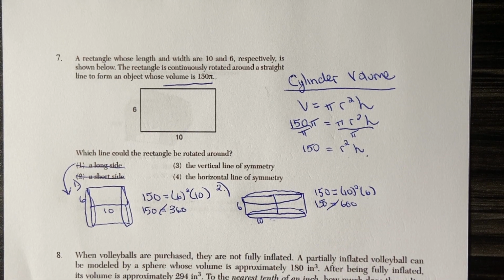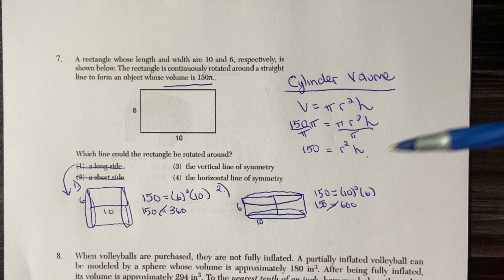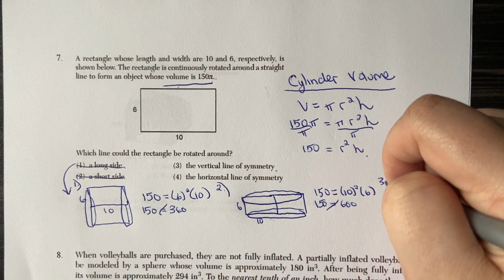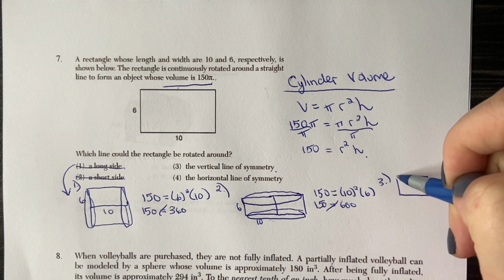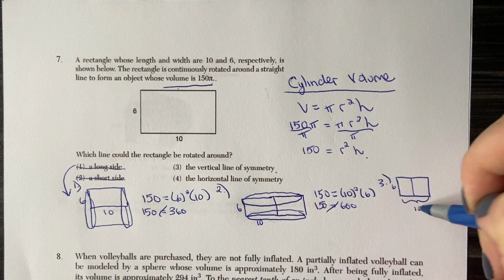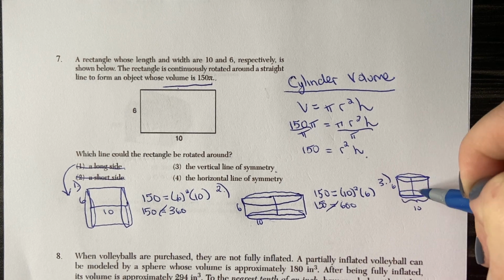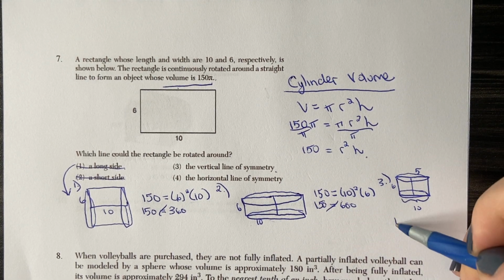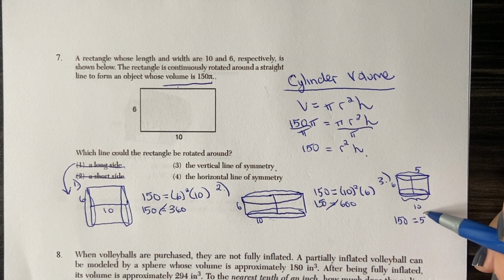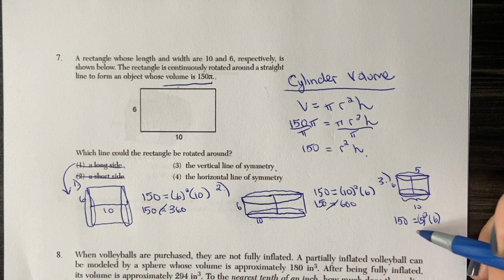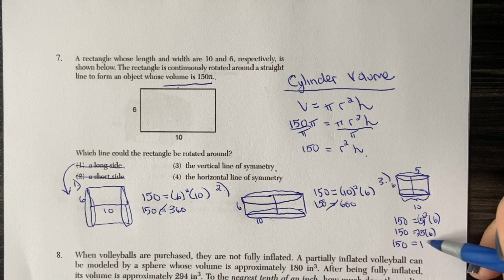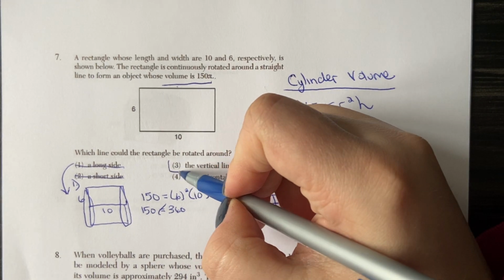Okay, so then it says for step 3, kind of running out of room, but it says the vertical line of symmetry. So vertical meaning going up and down. If you were to put a vertical line of symmetry in the rectangle and then spin it, this side will reflect onto that side and vice versa. So it's going to look like this. Your new radius is actually going to be 5. So is 150 equal to, let's see, 5 squared times the height of 6? So 25 times 6, and what you guys will see is that does in fact equal 150. So your answer is going to end up being choice 3.